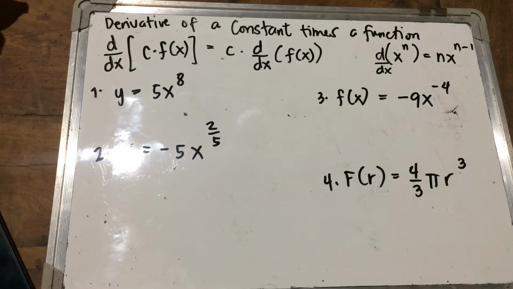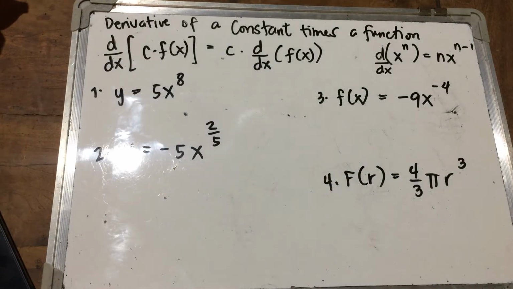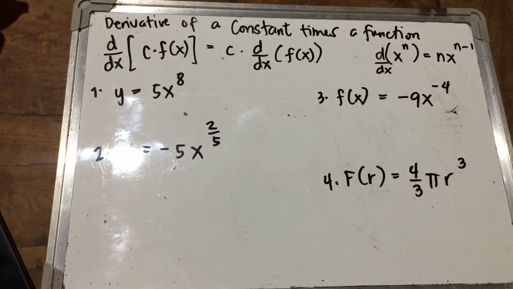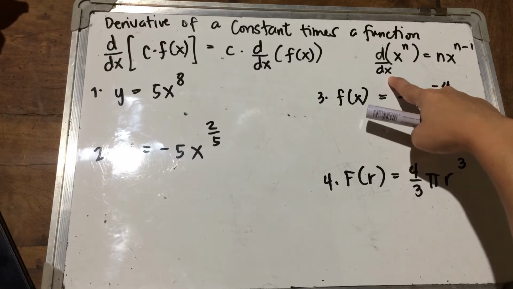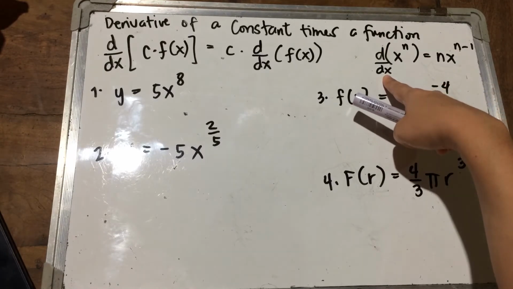Okay, so let us have the derivative of a constant times a function. So for the derivative of a constant, c times the function f of x, you have to set aside the constant and then find the derivative of the function. Note that in our previous formula, the notation for the derivative is d over dx, which means with respect to x. So, ang ide-derive nyo ay yung mga x variables.